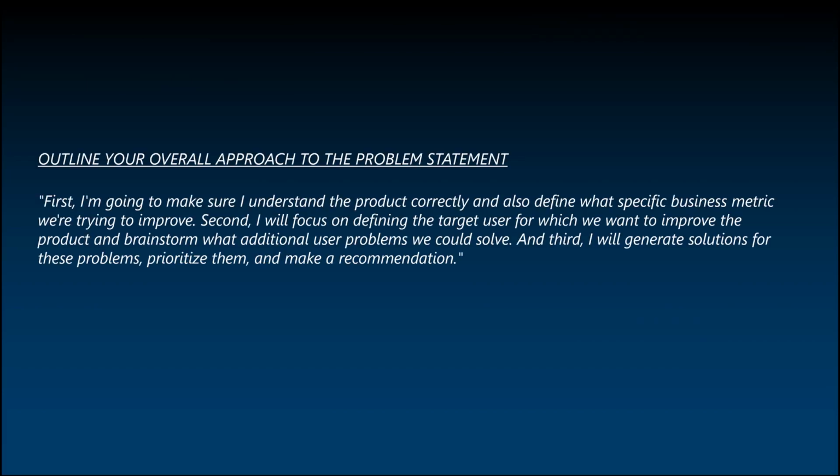So as a candidate, I'll go something like this. First, I'm going to make sure I understand the product correctly and define what specific business metric we are trying to improve. Second, I'll focus on defining the target user for which we want to improve the product and brainstorm what additional user problems we can solve. And third, I'll generate solutions for these problems. I'll go ahead and prioritize them, and I'll go ahead and make a recommendation.